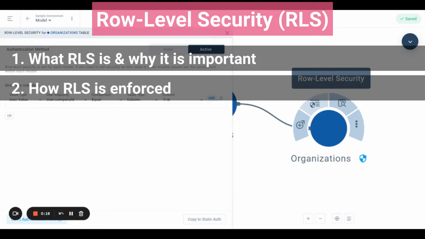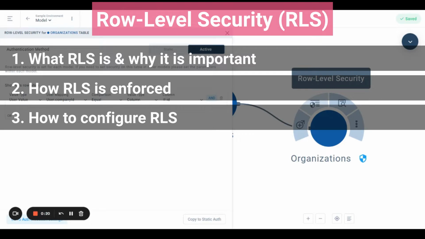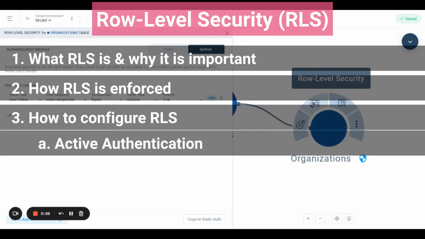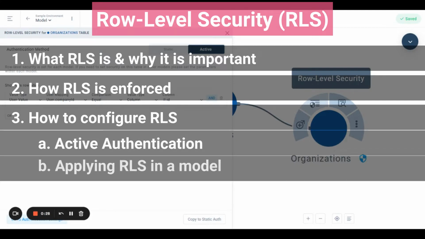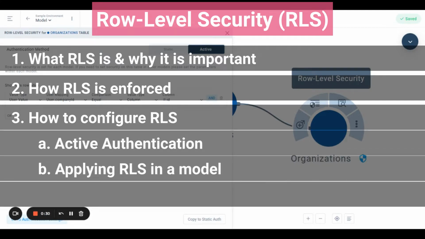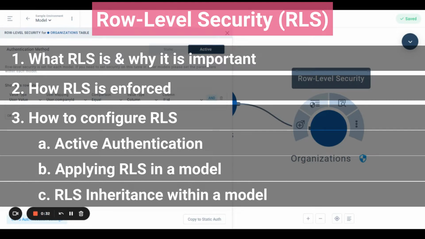row-level security, and how to configure row-level security, which will break out into a few separate parts, including active authentication, applying row-level security within a model, and row-level security inheritance within a model. We will cover all of this using a pretty simple but pretty standard e-commerce example to reference. And one last note, this video will be broken into chapters so that you can skip ahead easily as needed.